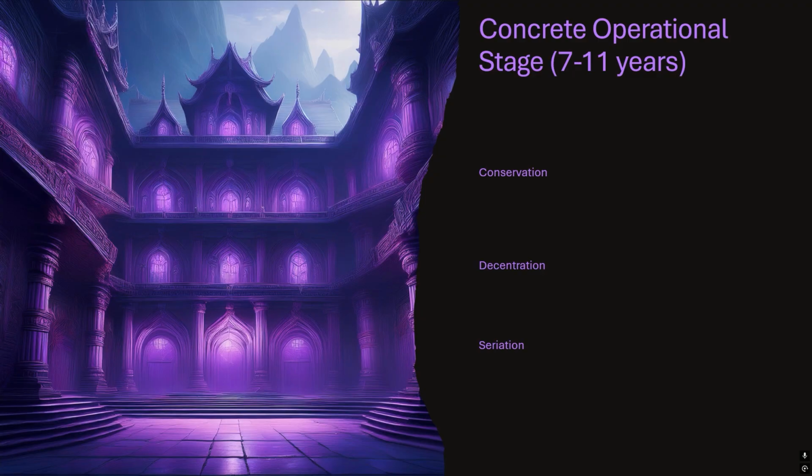Seriation. The ability to arrange objects in a specific order according to size, weight, or other dimensions. And of course, these are all types of classification. The ability to organize objects into different sets based on shared characteristics. So for example, grouping animals together, grouping tools together.